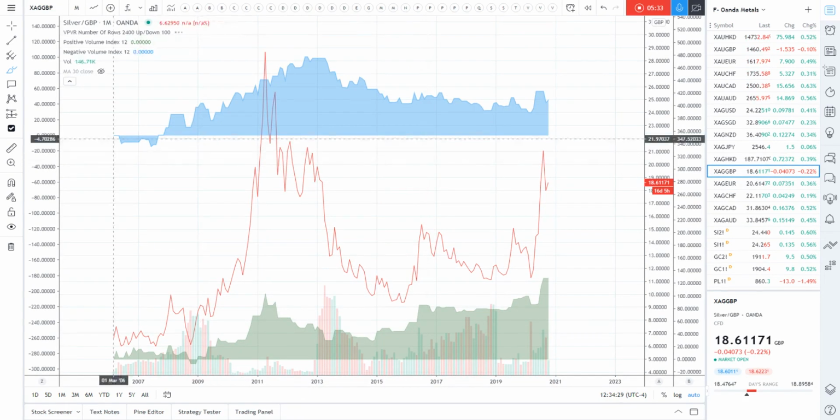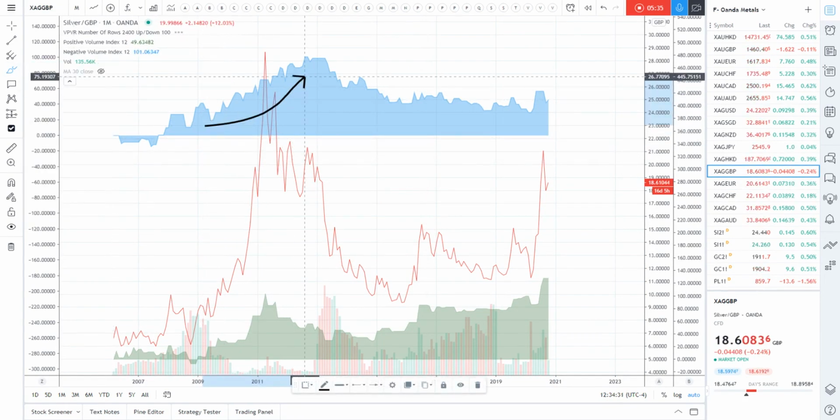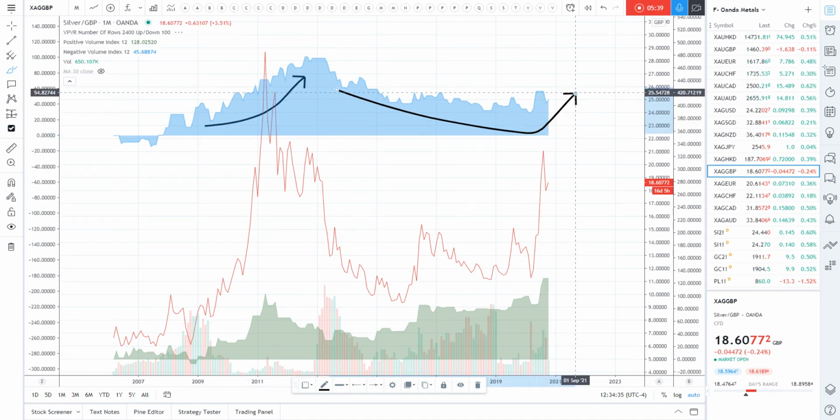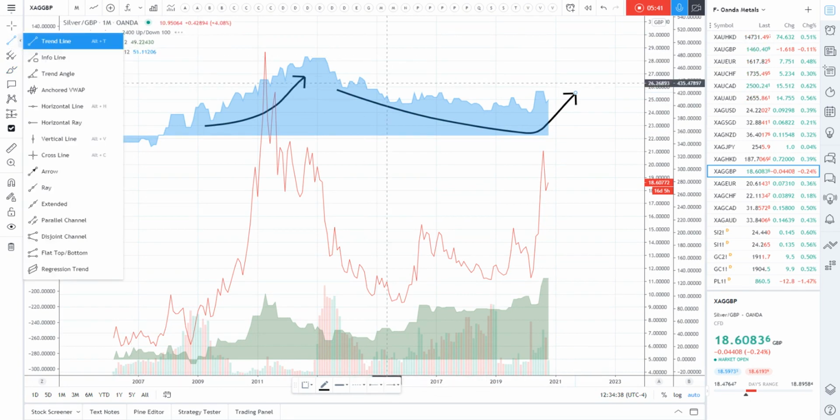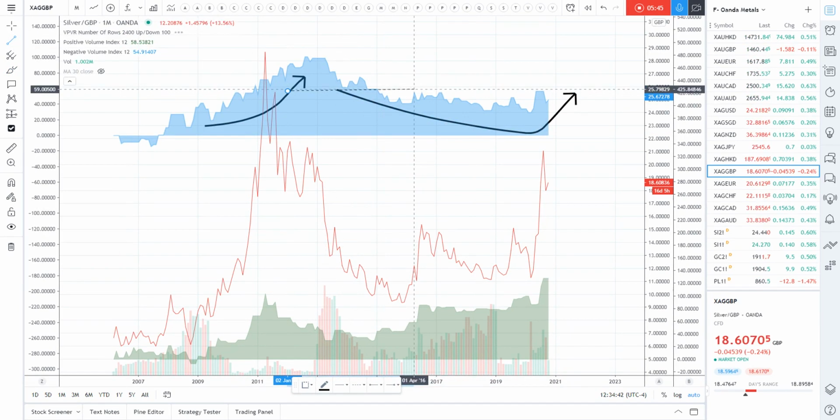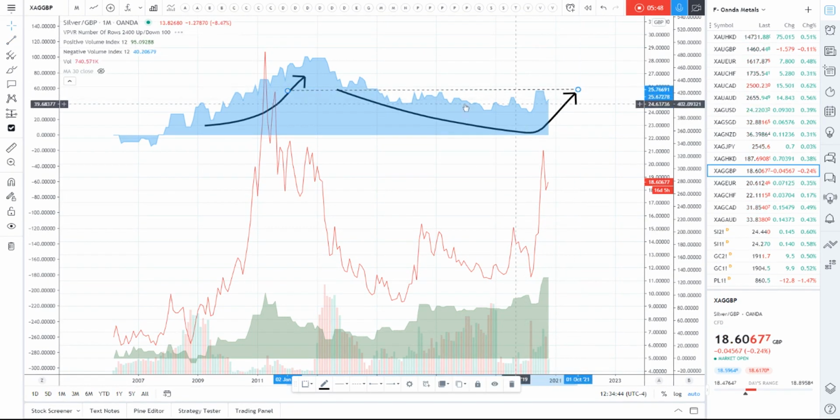XAG and GPD, pretty much like the euro. Smart money was there. Then after that, started exiting, but right now starting to go back up. And look, I could draw another breakout line here. So here is my wall.